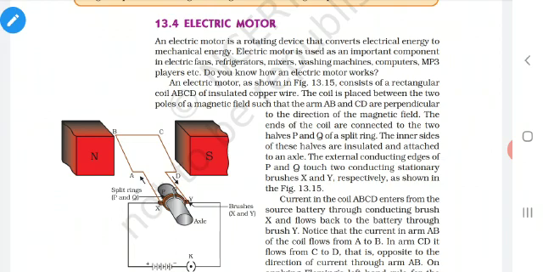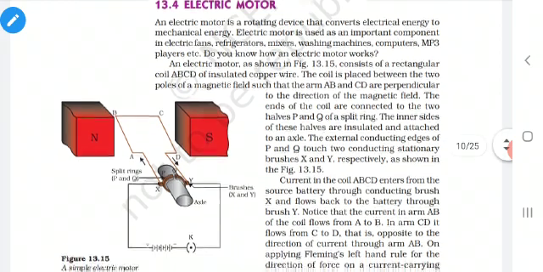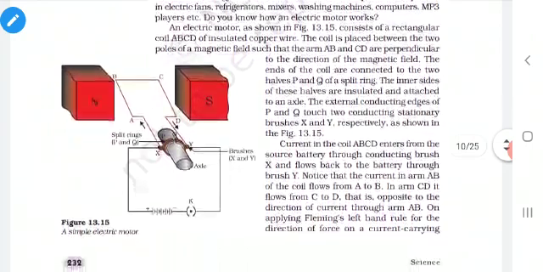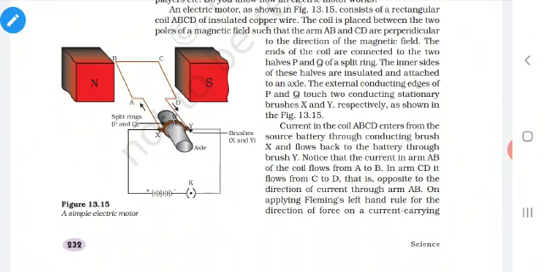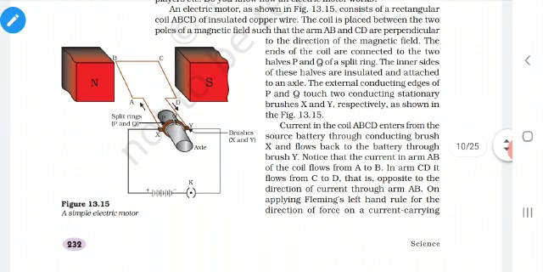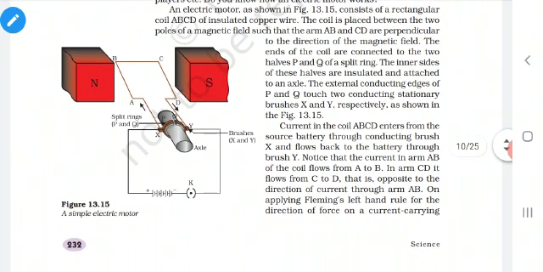Now we are going to see the working. Now the current is switched on. How is the current switched on? The current is switched on from the battery. So when the current is switched on, the conductor, that is the coil, experiences a force.